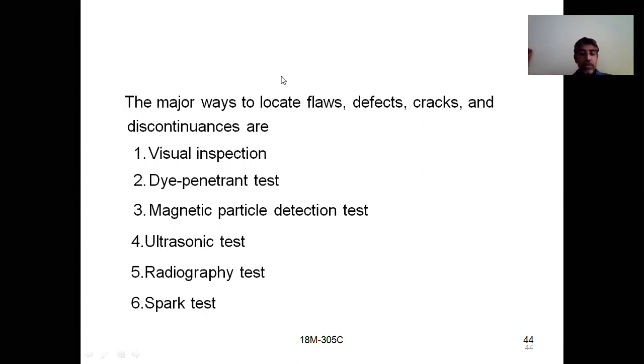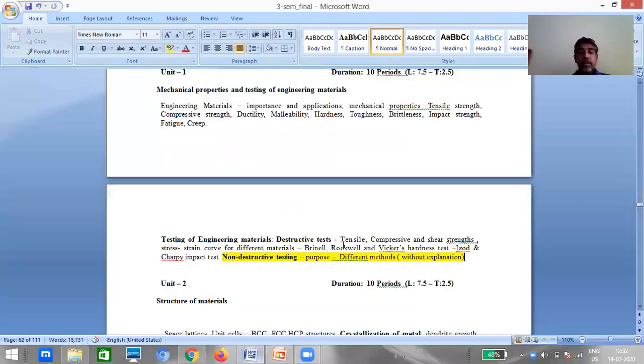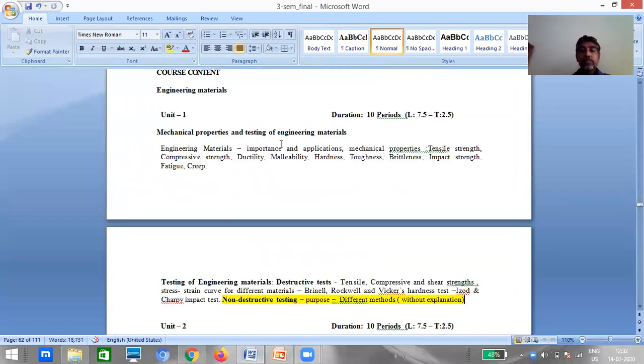So now we will go through the syllabus that we have discussed till now. See, if you take unit one, what we have in that is mechanical properties and testing of engineering materials. From the first session onwards, we discussed what is meant by engineering materials, the importance of engineering materials, the classification of engineering materials, and the applications of engineering materials.